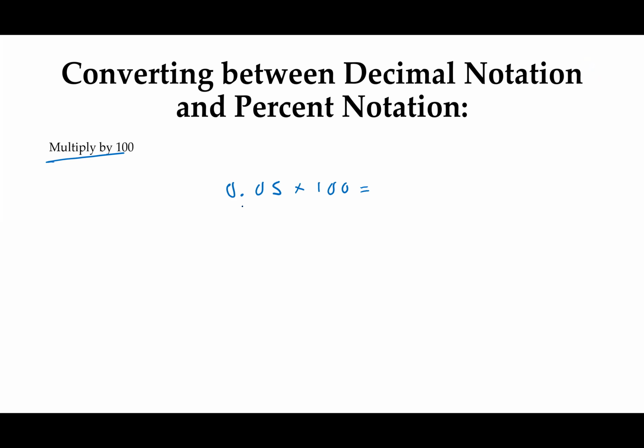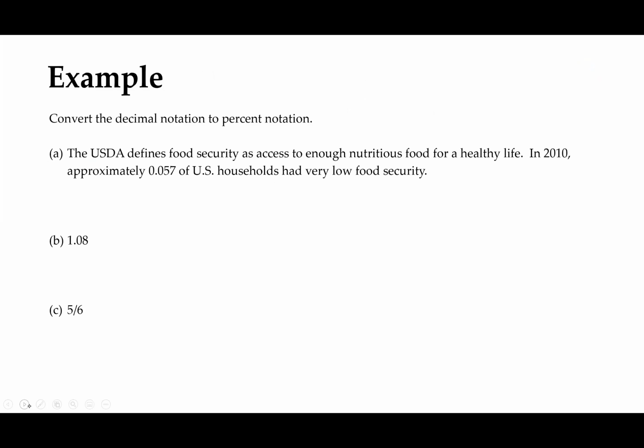And that will move this decimal 2 places. Right, so 0.05 is equivalent to 5%. Okay. Try a couple more.